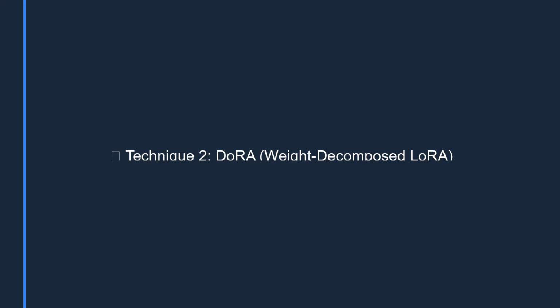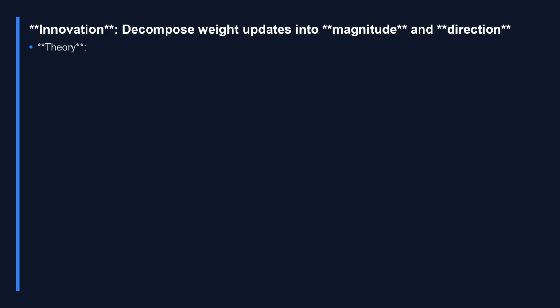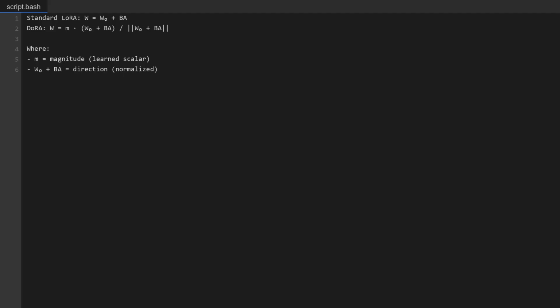Technique 2. DoRA, weight-decomposed LoRA. DoRA's innovation is conceptually elegant. Instead of treating a weight update as a single undifferentiated matrix, it decomposes that update into two separate components, magnitude and direction, and trains them independently. Here's what the math looks like. Standard LoRA updates weights as W = W0 + BA.